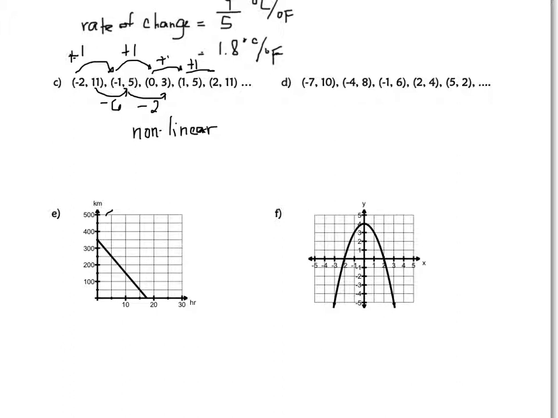The next one, we look at the x's, they are going up by 3. First one, -7 to -4, add 3 is going to give you -1, add another 3 is going to give you 2, add another 3 is going to give you 5. So the x's are going up by a constant amount of 3. And the y's, 10 to 8 goes down by 2, 8 to 6 goes down by 2, 6 to 4 goes down by 2, and 4 to 2 goes down by 2. So this would be linear.